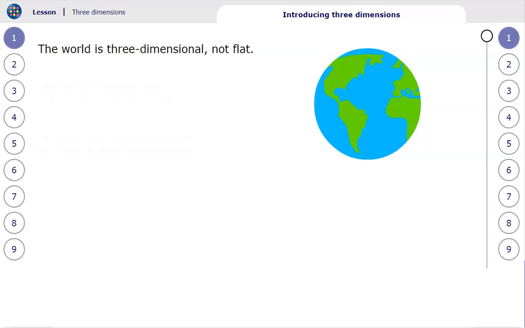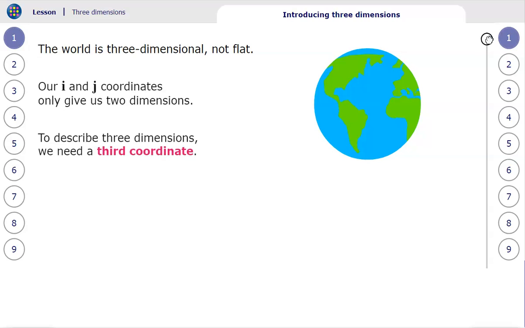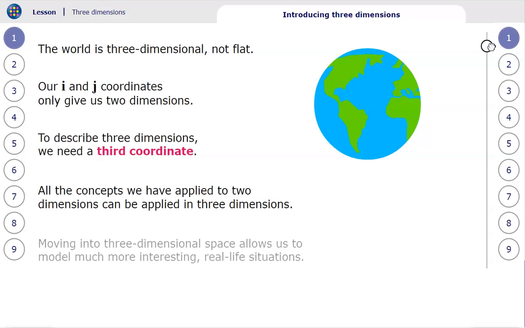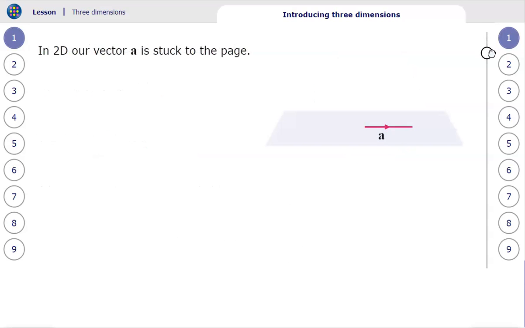In the last two videos, we've dealt with vectors in 2 dimensions. We're going to now look at vectors in 3 dimensions. As you know, our world isn't flat, so we need to be able to think about the third dimension. And to do this, we need to bring in a third coordinate, and for the purposes that we're going to be using, we need to assign a letter to it.